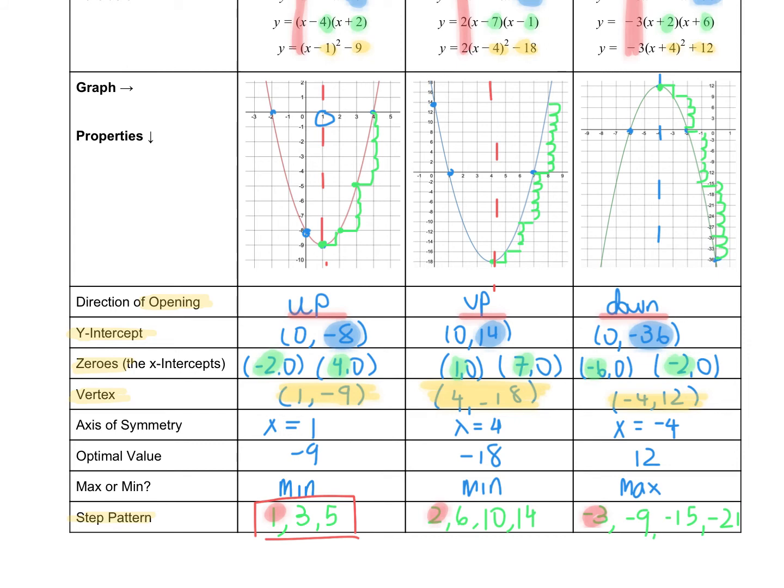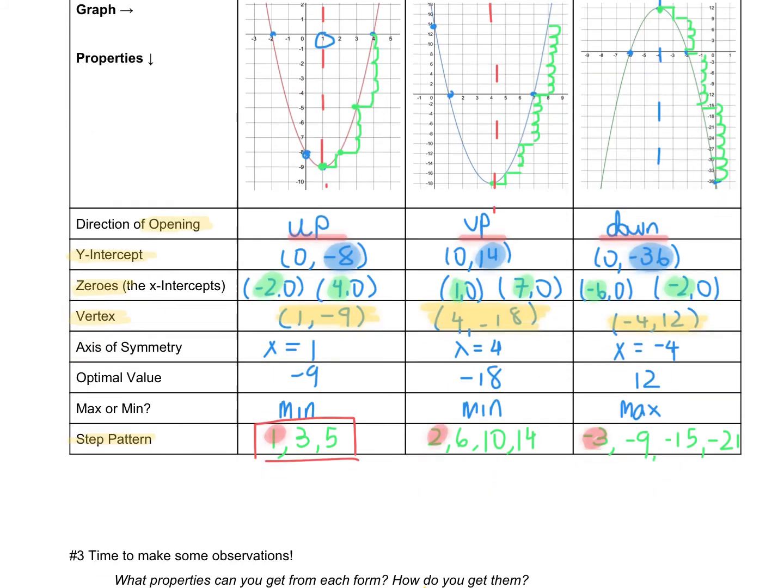For the last parabola, our a value is this -3. So let's see, 1 times -3 is -3. 3 times -3 is -9. 5 times -3 is -15. So your a value, we can use it and apply it to the original step pattern to get the step pattern of our parabola. And that's going to be really important for when we start graphing. But for now, it's just a nice little connection.